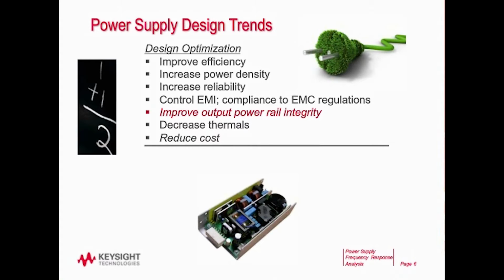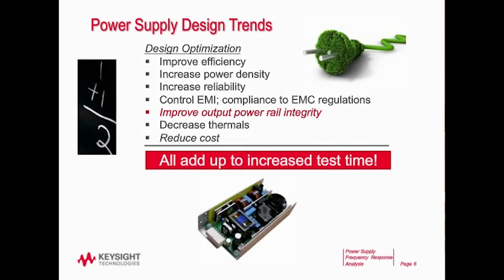If you have high-speed digital circuitry, if your power rail is moving up and down, then your threshold levels are moving up and down. If they're moving up and down, that induces jitter, and it forces you to run your systems at a slower than optimum speed. And then some of the other issues here, decreased thermals, reduced cost, that all adds up to increased test time.